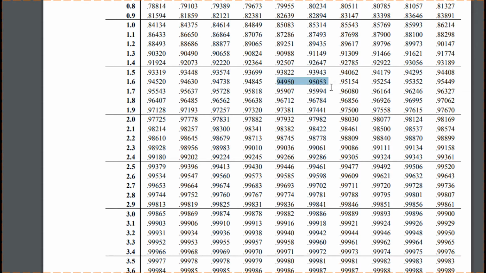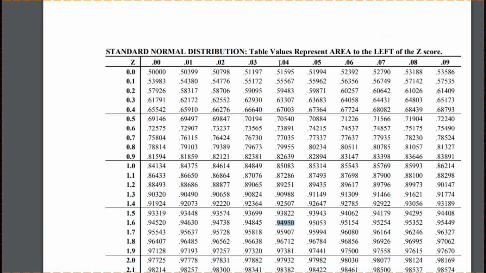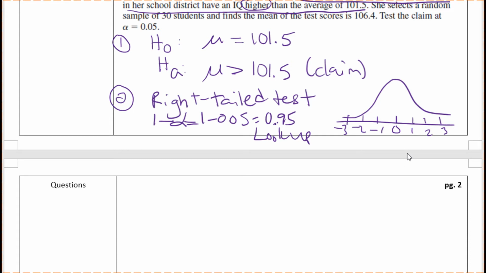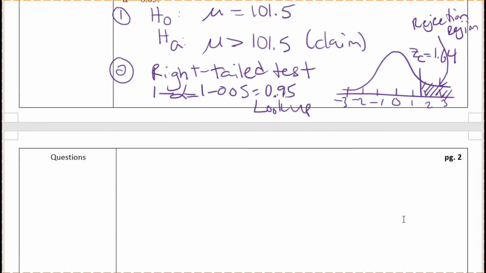So let me highlight those two values. I'm just going to choose the first one. So I have 1.64, so 1.64 is my z-score. We have 1.64 over here, and that's my z-critical. And so we're going to shade that right area. This right here is my alpha, which is my rejection region. So that's step 2, find the critical value.